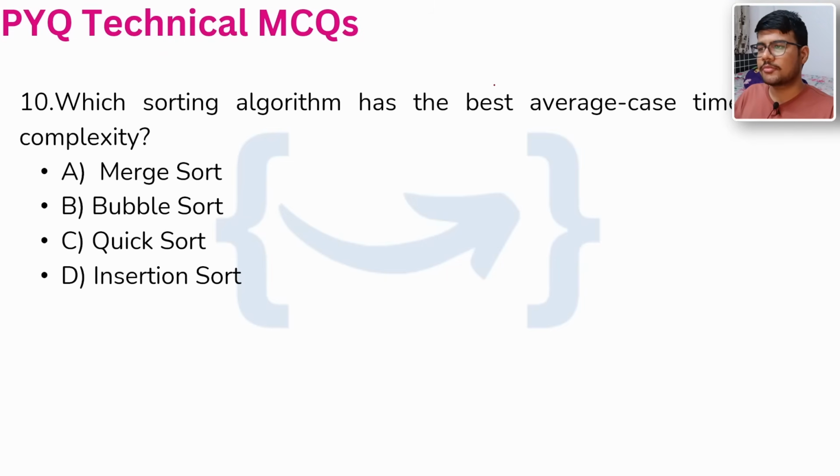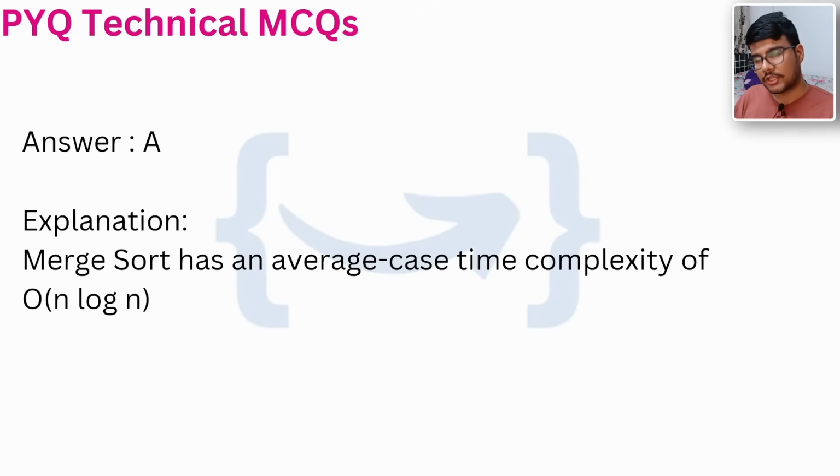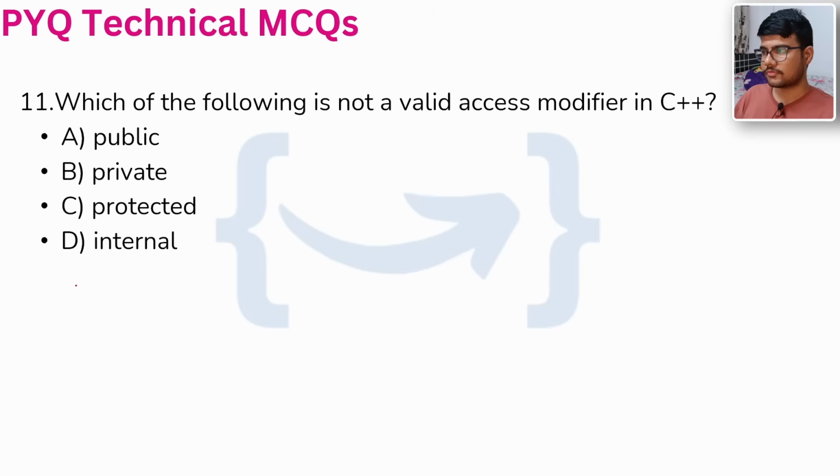Which sorting algorithm has the best average case time complexity? Merge sort, without any doubt. But people are confused between merge sort and quick sort. So make sure that you know under which condition quick sort hits its worst case complexity, and let me know in the comment section what the quick sort worst case time complexity is. For an all-rounder, the sorting algorithm is merge sort because it has n log n in all three time complexity notations. Okay, so which of the following is not a valid access modifier in C++?